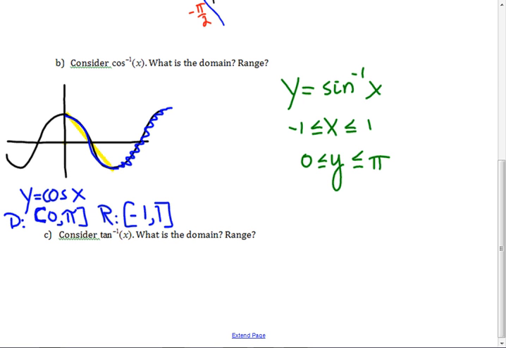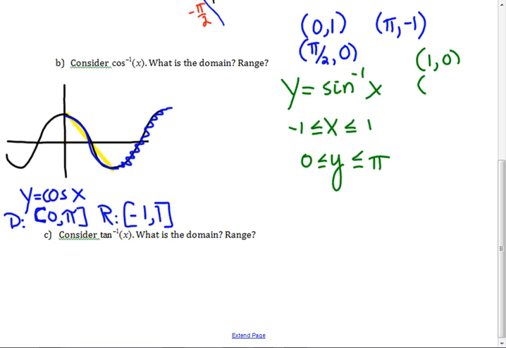I kind of know what it looks like. I'm just trying to think. So if I wanted to take this, I have 0 and 1. Let me do it in color. 0 and 1 is on my cosine. Then I have pi over 2, and then I have 0. And then I have pi and negative 1. So on my inverse, I'm going to switch those. So it's going to start at 1, 0. Then it's going to be 0, pi over 2. Did I do that right? And at negative 1 and pi.